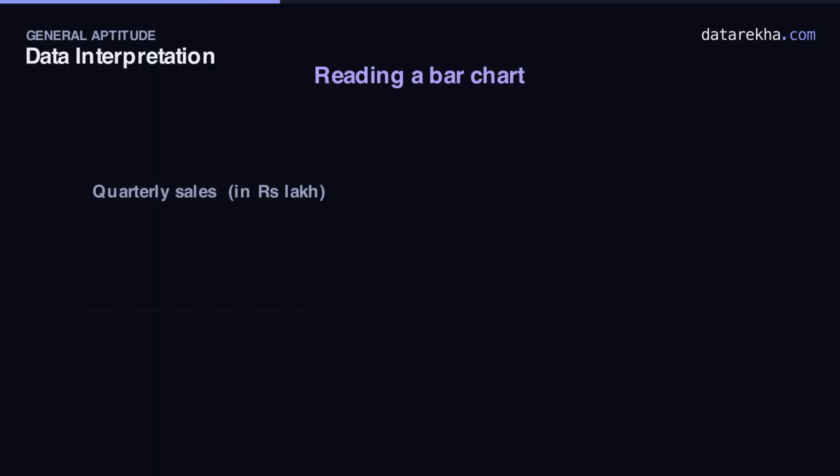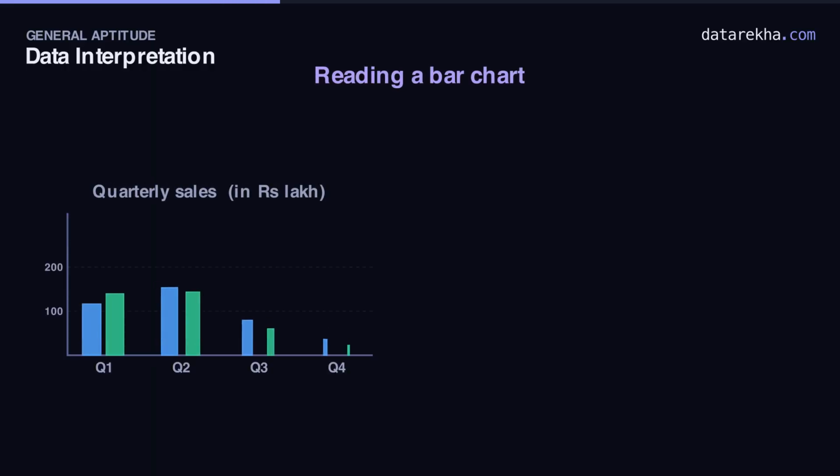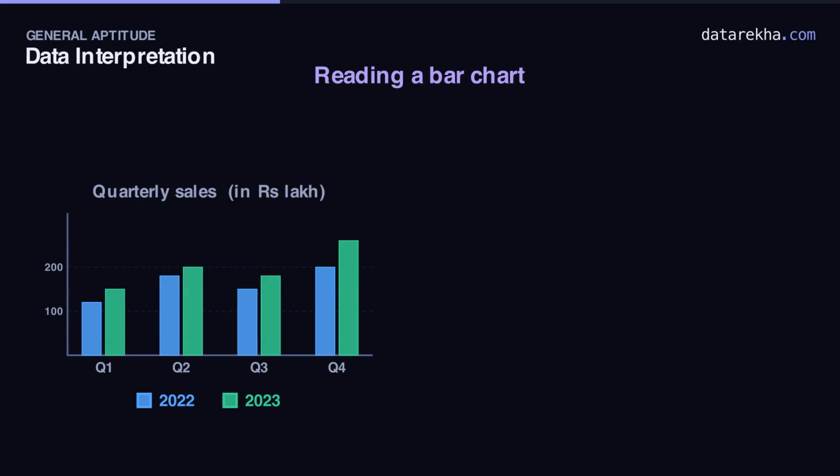Now a bar chart. The same sales, but a picture. 4 quarters across the bottom. Sales up the side in lakhs of rupees, and 2 bars per quarter. One blue for 2022, one green for 2023. What were the total sales in 2022? Read only the blue bars. 120, 180, 150, 200, and add them. 650 lakh across the year.